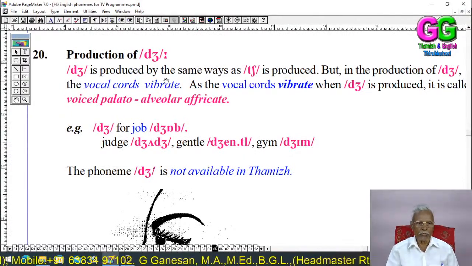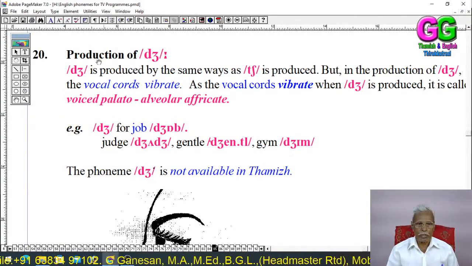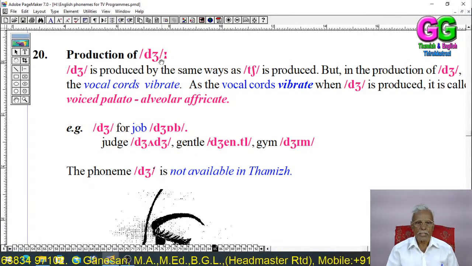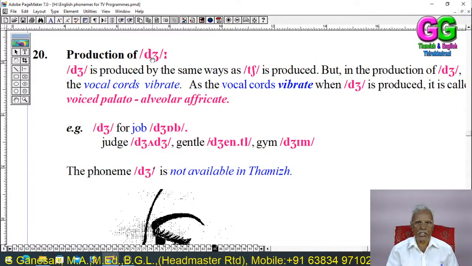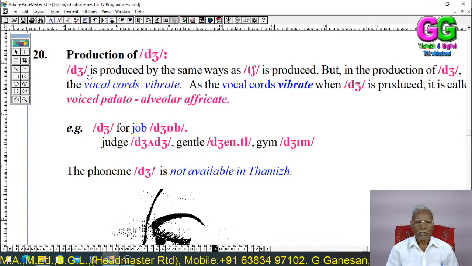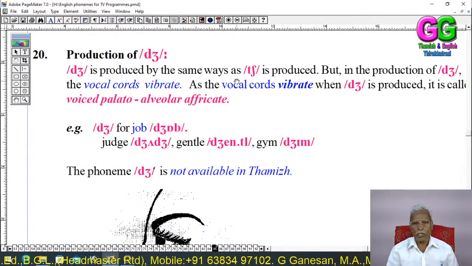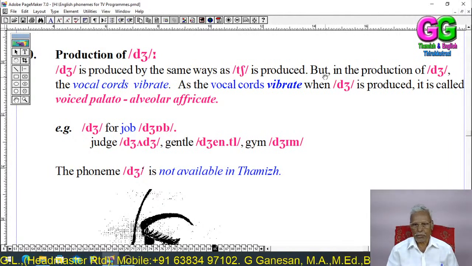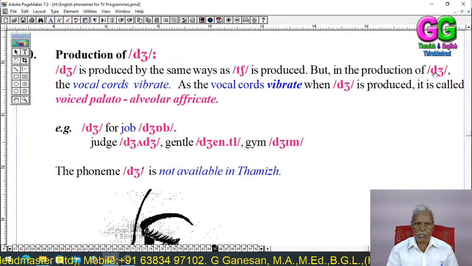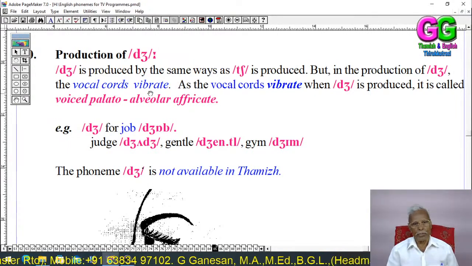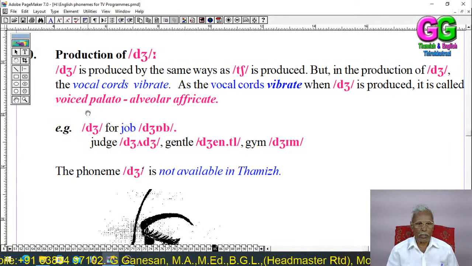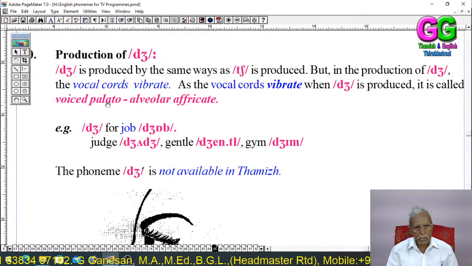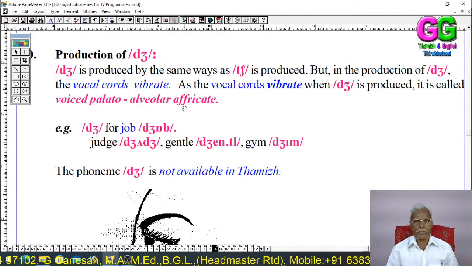The 20th consonant phoneme is the sound /dʒ/ as in "judge". The name of this phoneme is "edge". It is produced in the same way as "itch", but in the production of "edge", the vocal cords vibrate. As the vocal cords vibrate when this sound is produced, it is called the voiced palato-alveolar affricate.